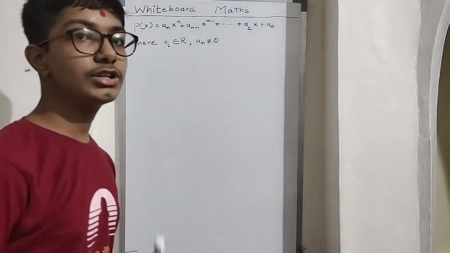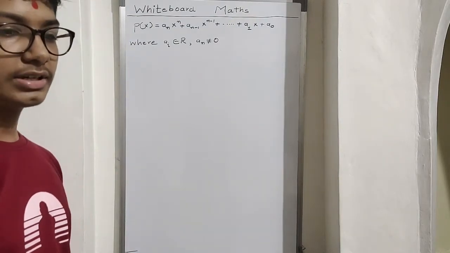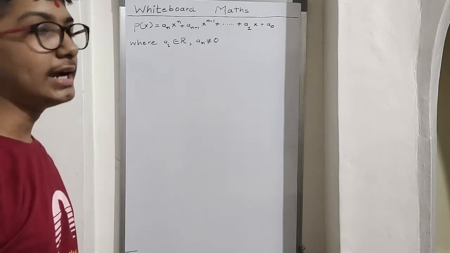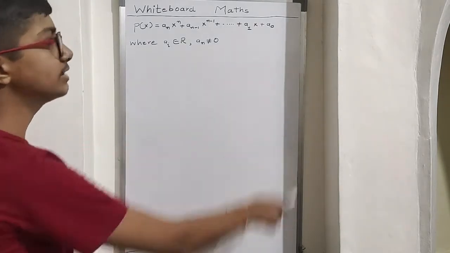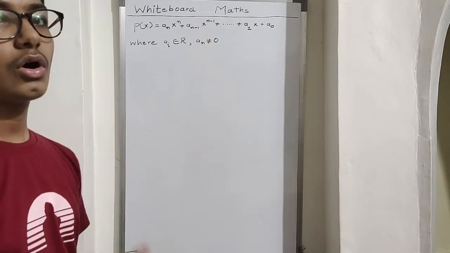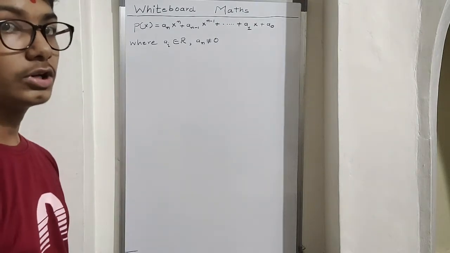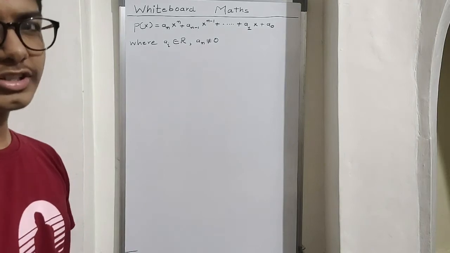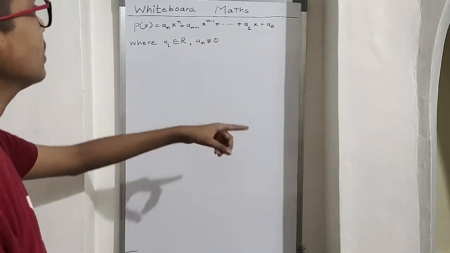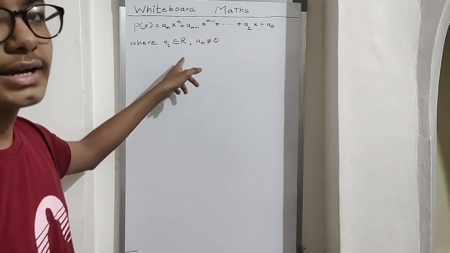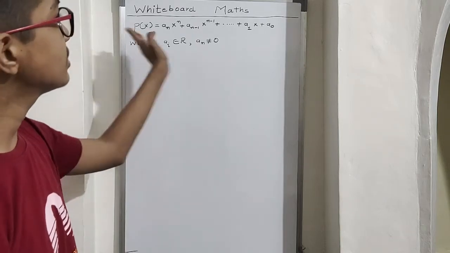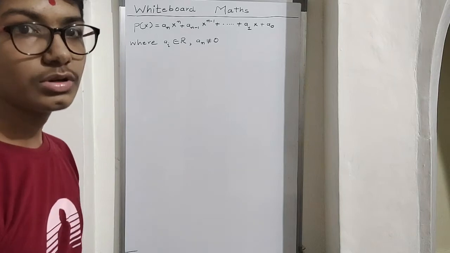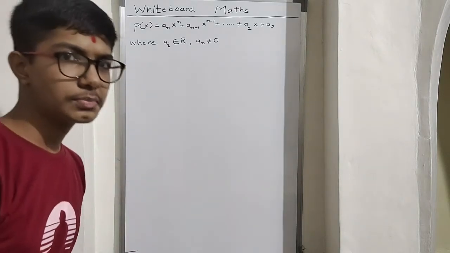Today we are going to discuss a special theorem related with polynomials. To start, we will take a look at the general definition of a polynomial. A general polynomial is defined like this, where the ai's are the real coefficients, and an does not equal 0. This is the general definition of a polynomial.